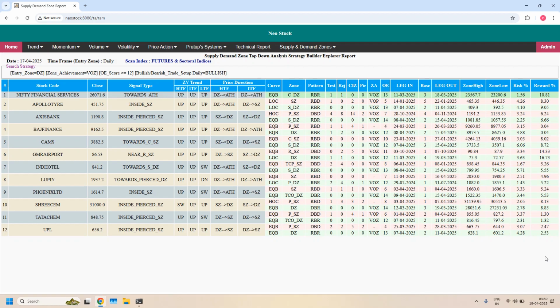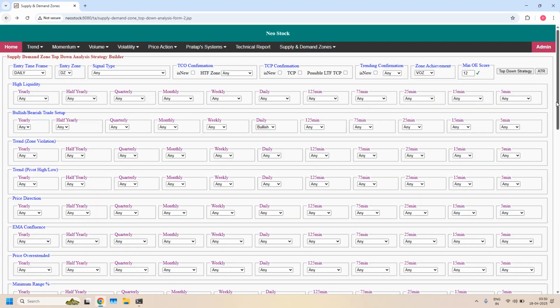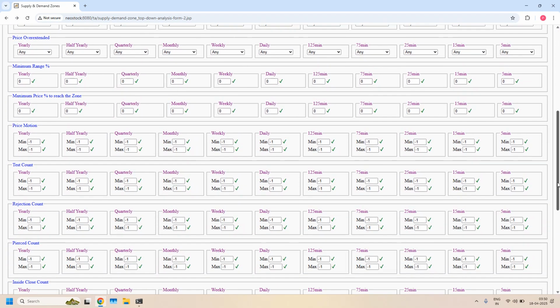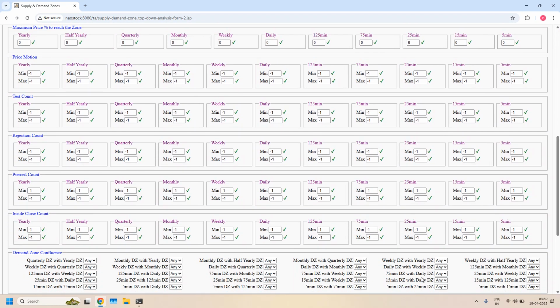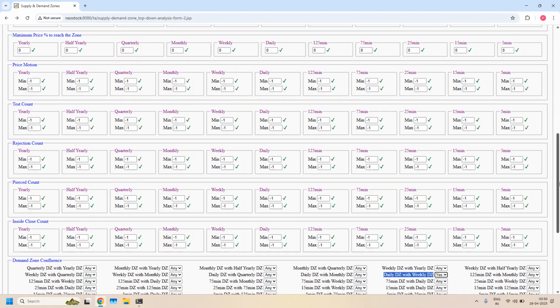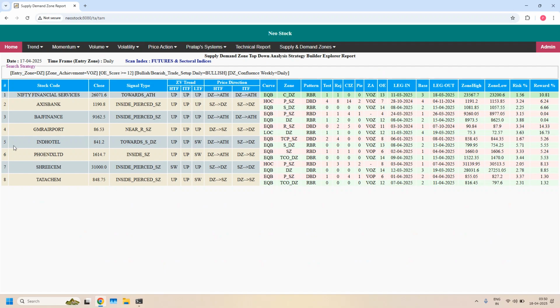Let us filter them based on zone confluence. First, LTF and ITF demand zone confluence. That is nothing but a daily and a weekly demand zone confluence. So enable the filter. With this filter, now we got 8 stocks. In all these 8 stocks, the daily demand zones overlapped with the weekly demand zone. And also the weekly trend is up in all the stocks. ITF is the weekly trend.